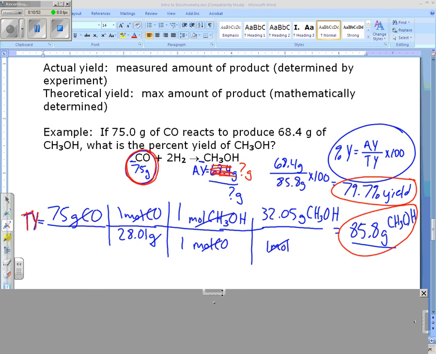Okay, yes, take 79.7% of that number. So it would be 85.8 grams times 0.797. That's 79.7% expressed as a decimal. And if you do that, what do you get? Okay, 68.38, which rounds up to 68.4 grams is how much you would actually make. All right, so that's another way this problem can be switched around on you. Does that make sense? Okay, good. Now we'll practice.